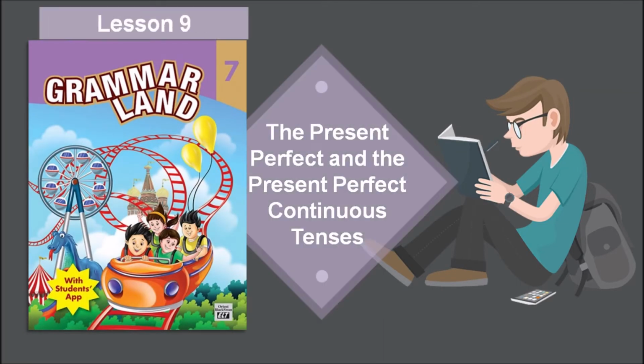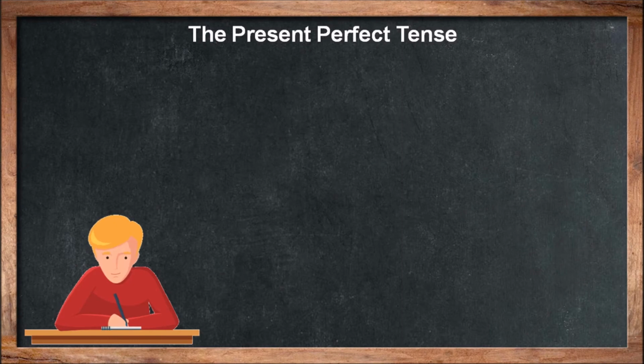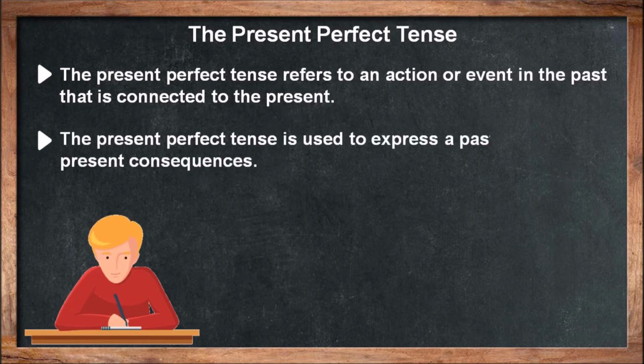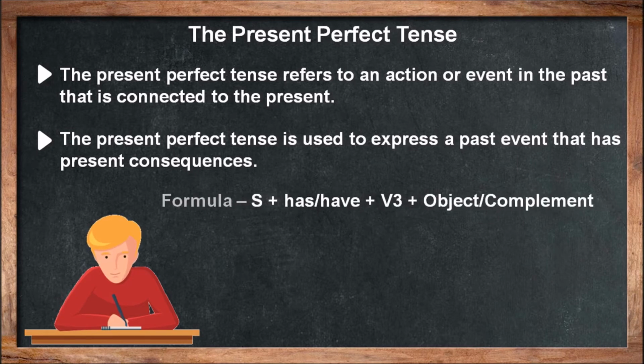Students, today we'll study about the present perfect and the present perfect continuous tenses. First of all, let's start from the present perfect tense. The present perfect tense refers to an action or event in the past that is connected to the present. In other words, we can say the present perfect tense is used to express a past event that has present consequences. The formula of the present perfect tense is subject plus has or have plus V3 plus object or complement.